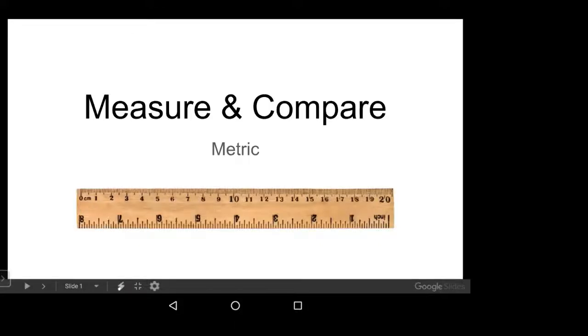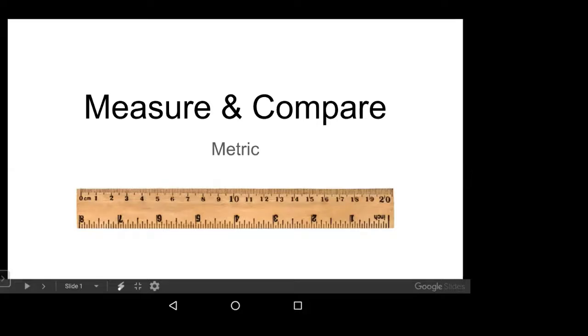Okay, so hopefully Monday's video about inches and feet and all that stuff made sense, because now we're going to move to metric. If you ever notice, the ruler on one side has inches, okay, that's what we did Monday. And then the metric is the centimeters, which is on the other side of the ruler.